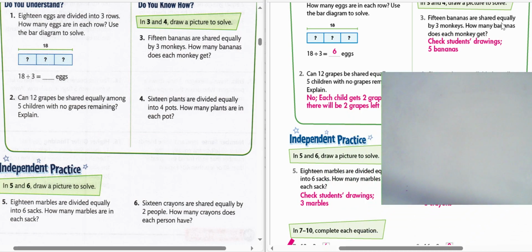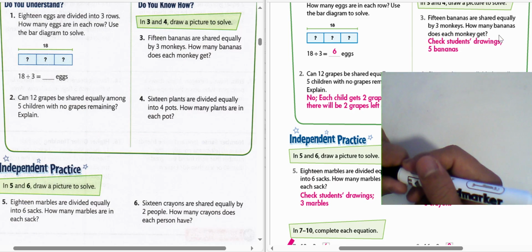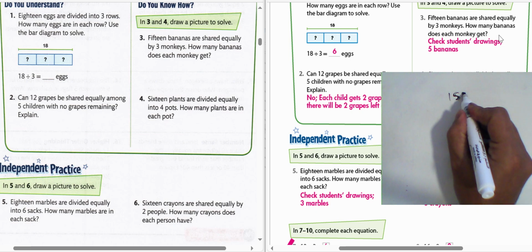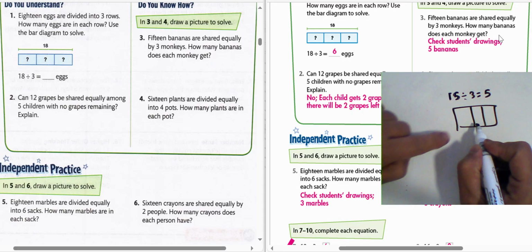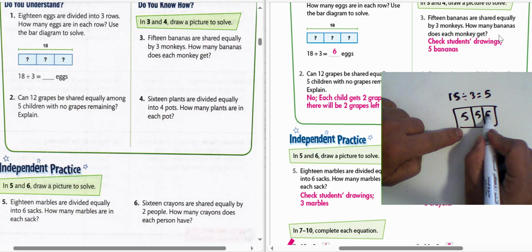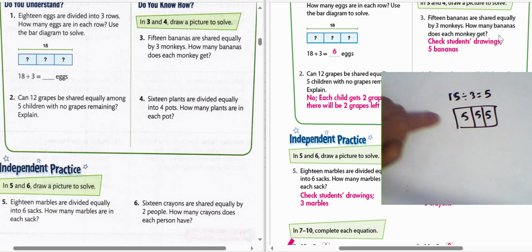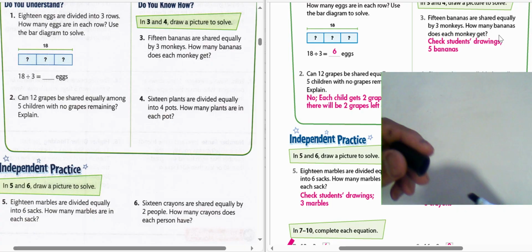15 bananas are shared equally by 3 monkeys. How many bananas does each monkey get? We can divide 15 by 3. 15 divided by 3 equals 5. We can divide it into 3 parts, each part contains 5. Then each group contains 5 bananas.